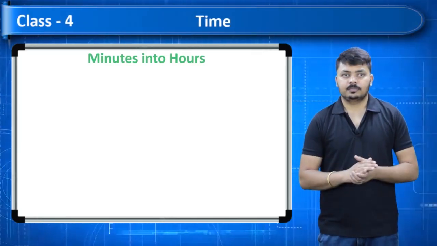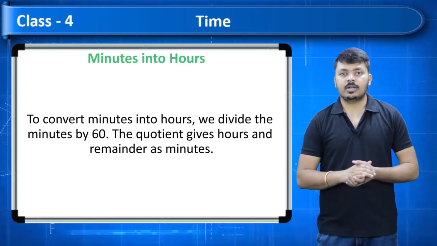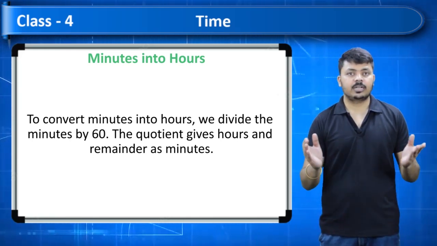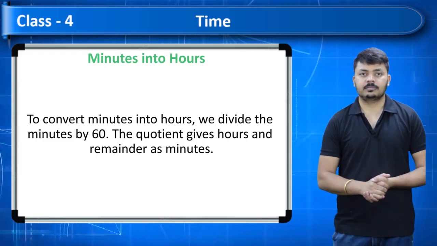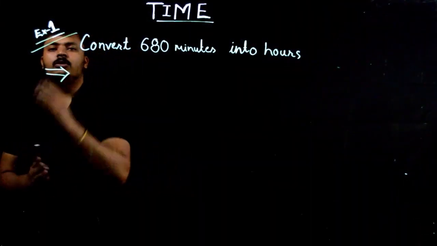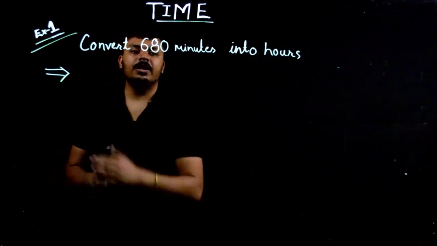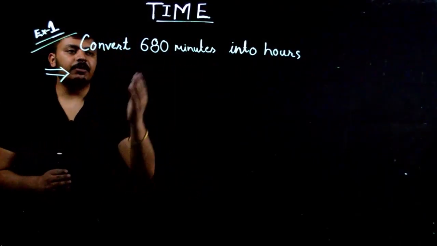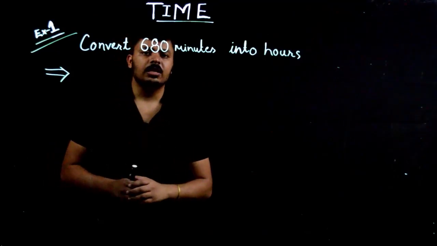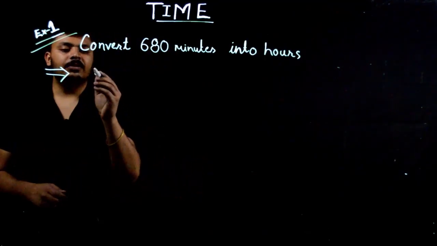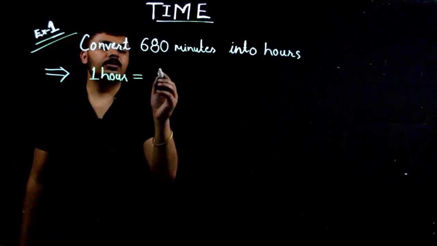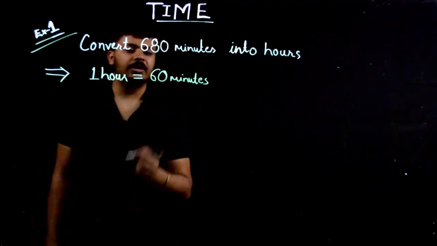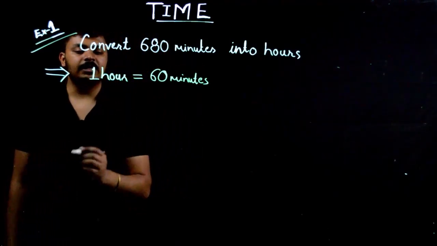So I hope you understood how to convert hours into minutes. Minutes into hours. To convert minutes into hours, we divide the minutes by 60. The quotient gives hours and the remainder gives minutes. So students, now let's look at example number 1. Convert 680 minutes into hours. We know that 1 hour is equal to 60 minutes. So to convert minutes into hours, we need to divide by 60.